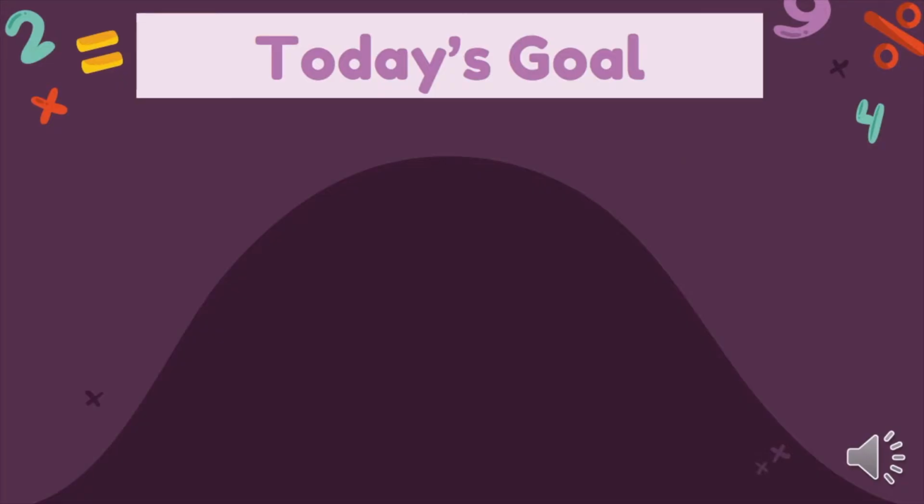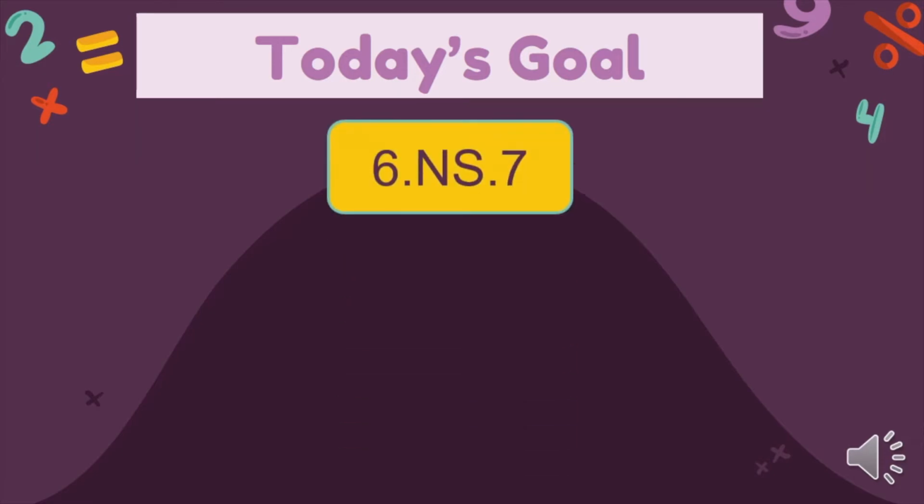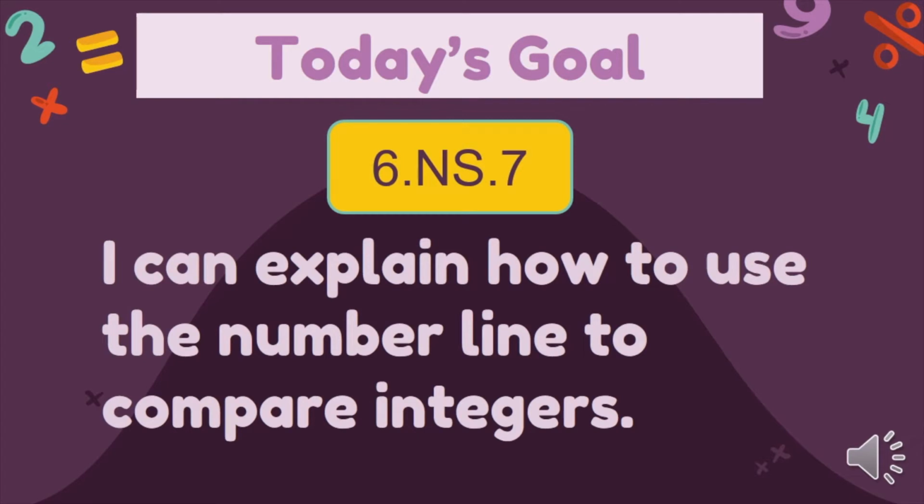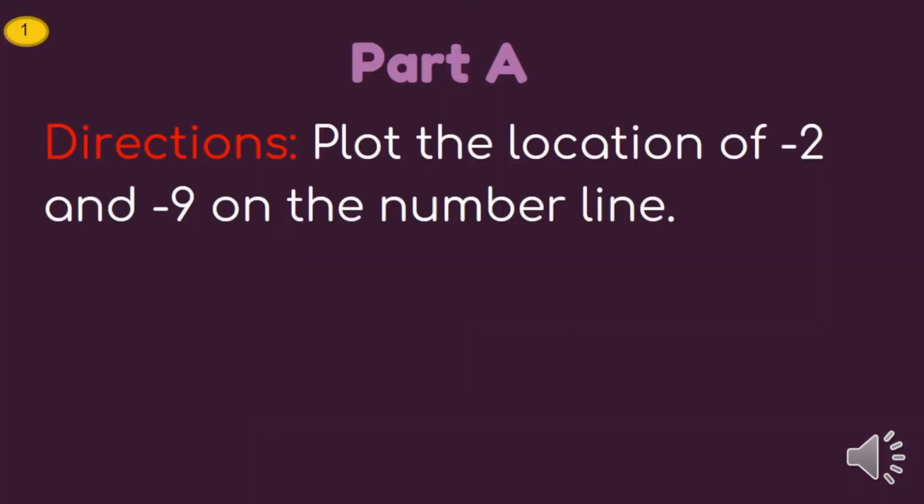Today we will be looking at Standard 6, NS7. Your goal for today is, I can explain how to use the number line to compare integers. Now let's get started. Our problem for today has two parts. Part A reads, plot the location of -2 and -9 on the number line.